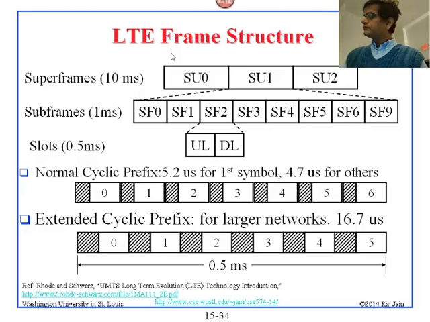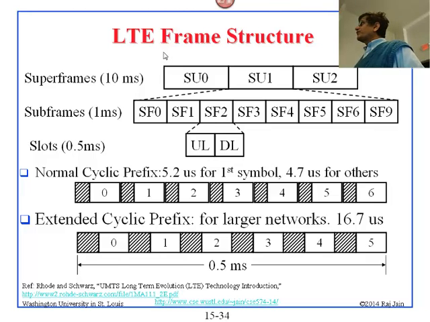Then this slot consists of 7 symbols, 0 through 6, and there is a cyclic prefix before each symbol. Because of the 0.5 millisecond, there is some extra space left, so the first one is slightly larger than the other 6. It is 5.2 microseconds for the first symbol and 4.7 microseconds for the others. All right? So there are 7 symbols.